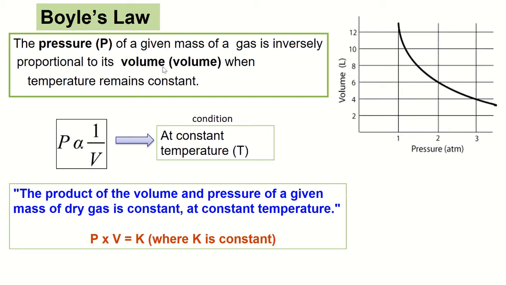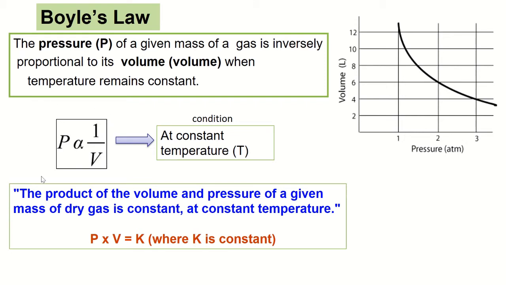The statement of Boyle's law is: the pressure of a given mass of a gas is inversely proportional to its volume when the temperature remains constant. In mathematical form, the pressure of the gas is inversely proportional to the volume. That is exactly what is written here in mathematical form: the pressure is inversely proportional to the volume. So this is the proportional sign and this is 1 over V.